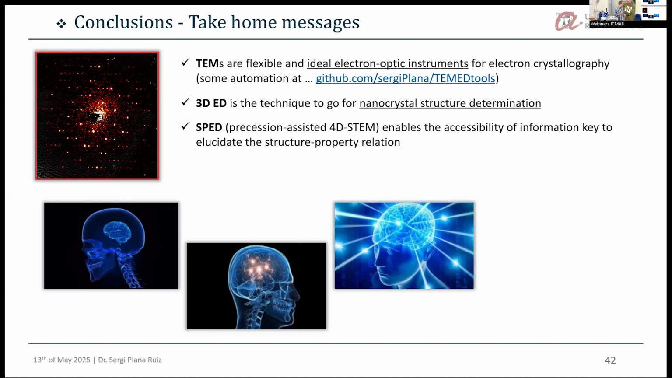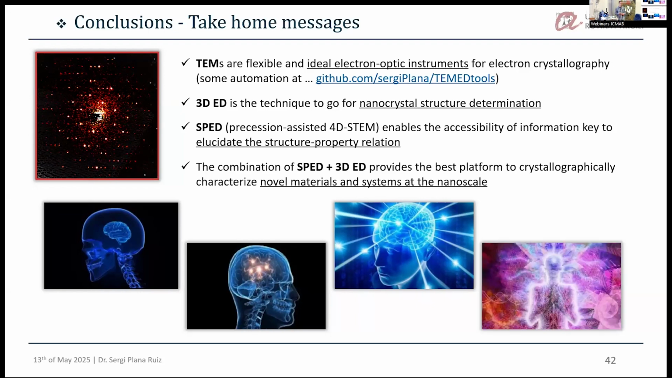Then for the STEM, the variant with precession allows you to obtain crystallographic information from an area. That can help you to elucidate, let's say, the relation between the crystallographic structure and the properties that the material can have. And finally, the combination of these two techniques is the ideal platform to characterize any materials that are, let's say, structured at the nanometer scale, and this allows the best crystallographic characterization of this kind of systems and materials.